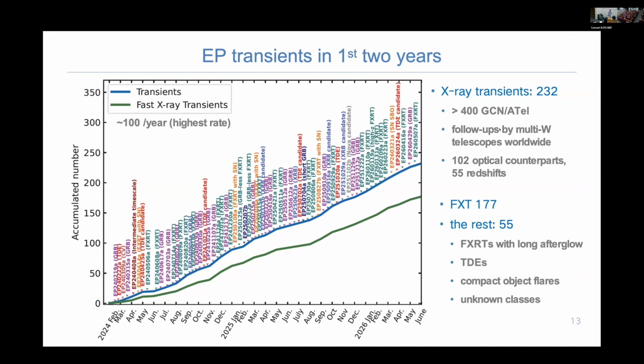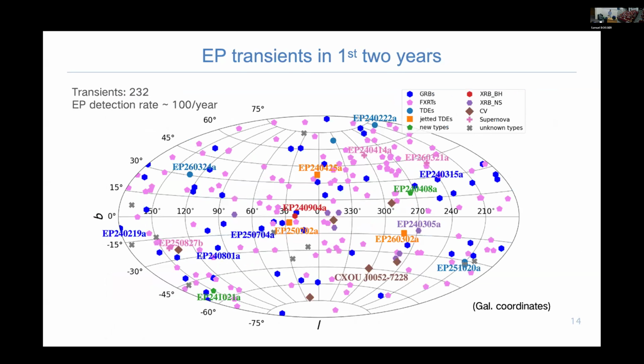In total, it has discovered more than 230 X-ray transients and issued more than 400 GCN and ATel reports. And there are more than 100 transients that have optical counterparts, and for 55 we have redshift measurements. And for classes, we have fast X-ray transients, TDEs, compact object flares, or other unknown classes. And this is the sky distribution of these transients. So you can see there are many types, some interesting like jetted TDEs and supernovae, and some new types.